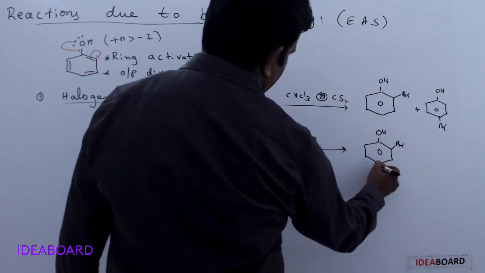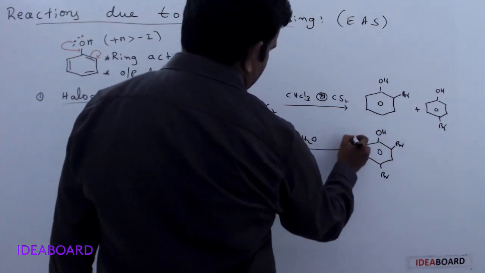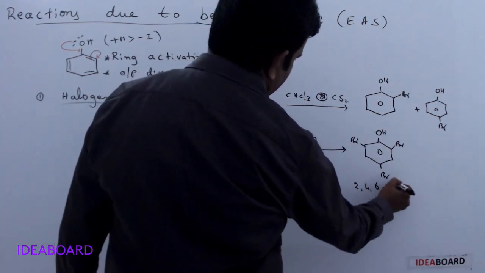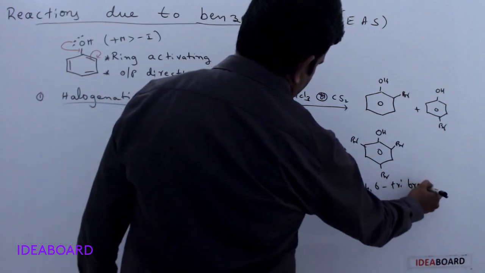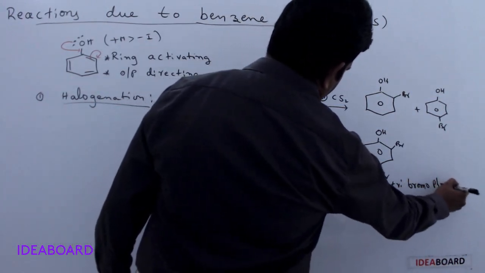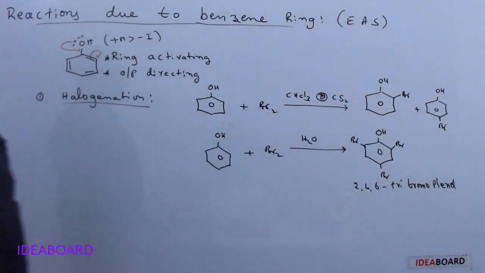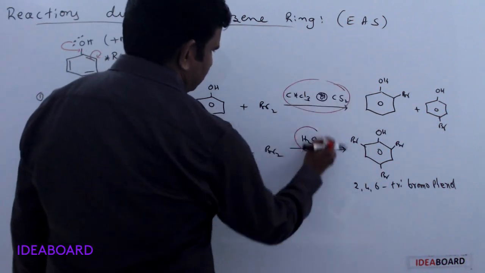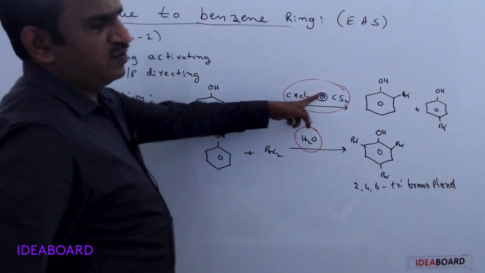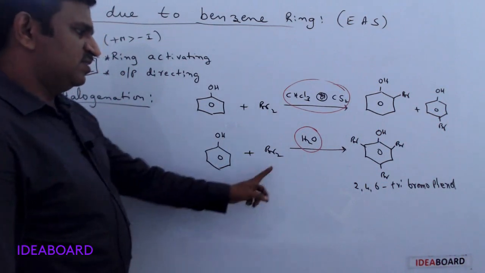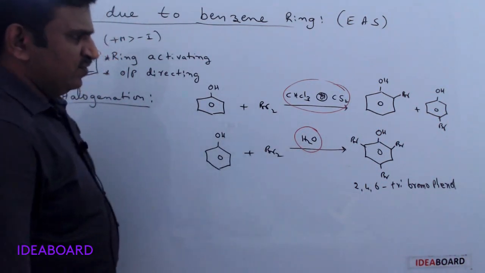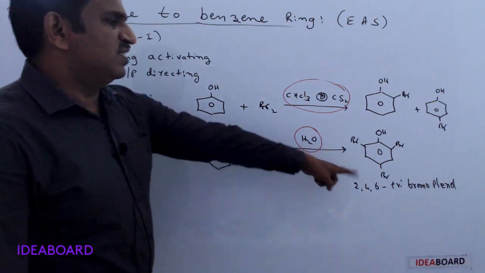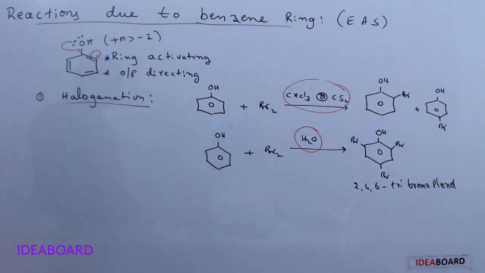OH and here Br, Br and Br. This is called 2,4,6 tribromophenol. Tribromophenol is formed. So please remember the solvent is important. Here the solvent is chloroform or carbon disulfide, but here the solvent is water. When we take the water solvent and bromine mixture, then we get 2,4,6 tribromophenol.